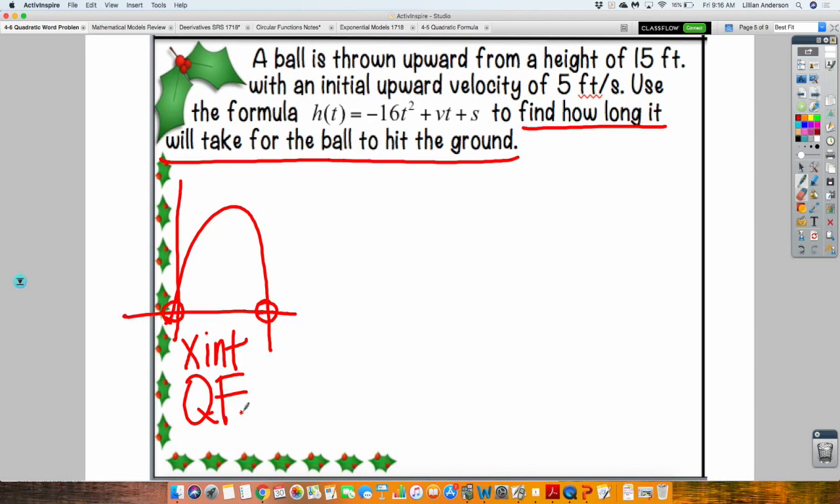Oh, our equation's halfway missing, isn't it? Okay. Now it says a ball is thrown upward from a height of 15 feet. So that's where it starts, 15. It's your y-intercept. Okay? It says it's thrown from 15 feet. That's your y-intercept. And if you think about standard form, what part of standard form represents your y-intercept? The C. So in this equation, which one of these represents C? S. So right now, so far we have this.